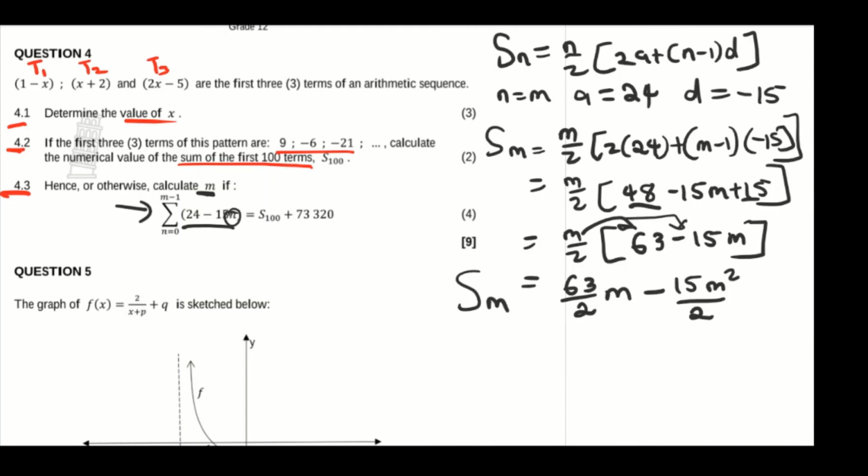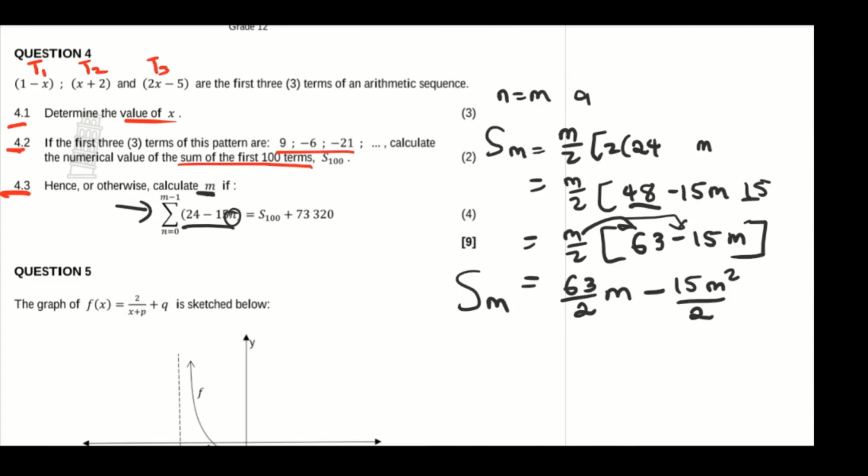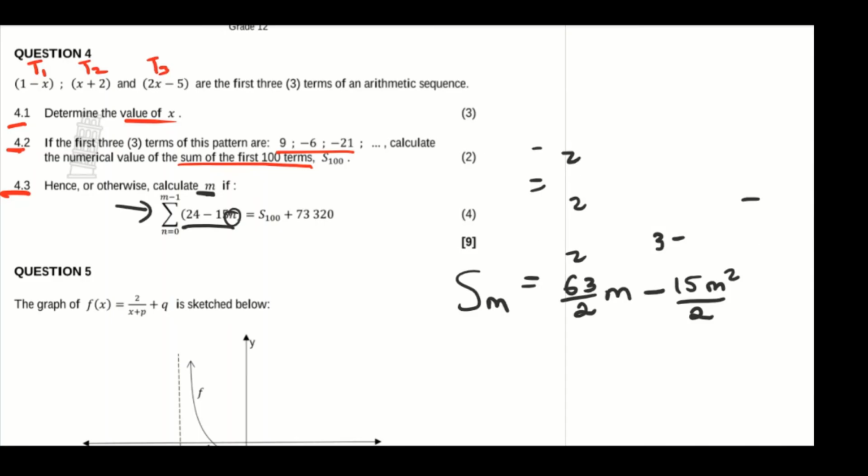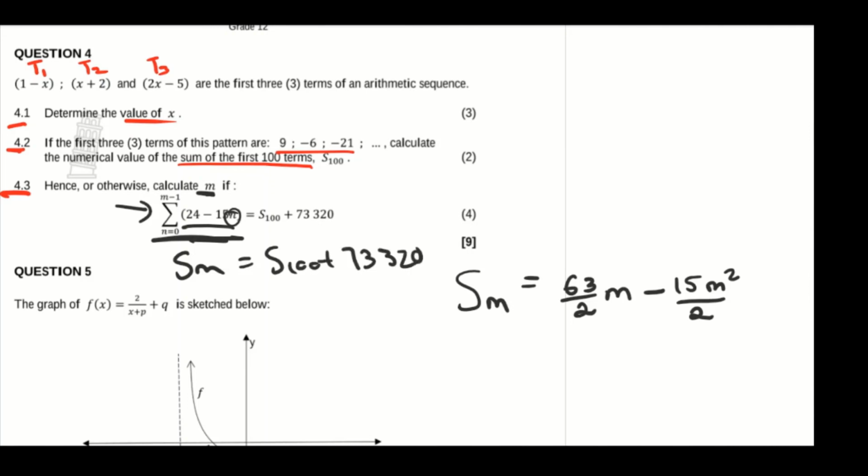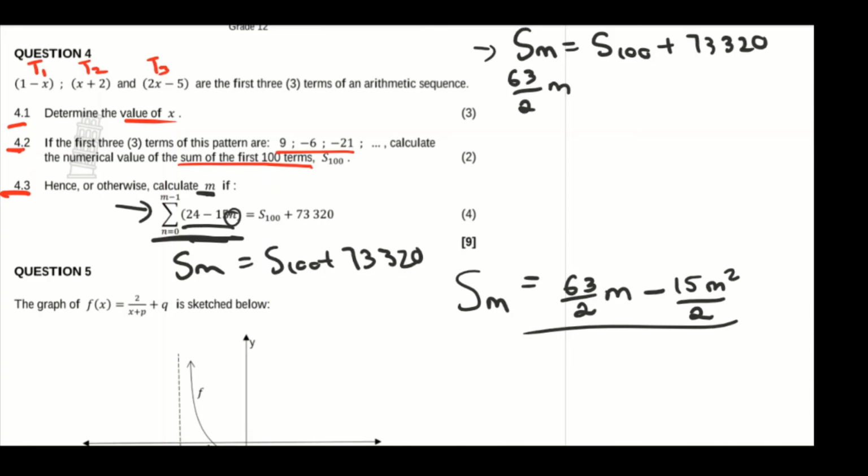So this is the sum of m terms. Remember, we want to identify the value of m. So now that we found the sum, and by looking at this question here, we are told that this sum that we found, S of m, is equal to S of 100 plus 73320, right? So what is S of m? It's what we found here. So 63 over 2 m minus 15m squared over 2 is equal to S of 100, which is what we found in the previous question, right?